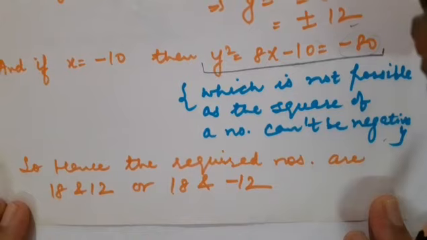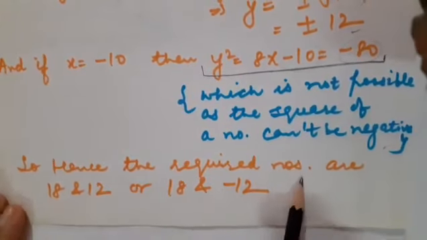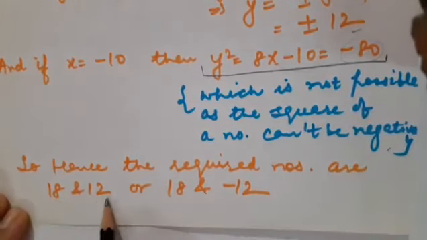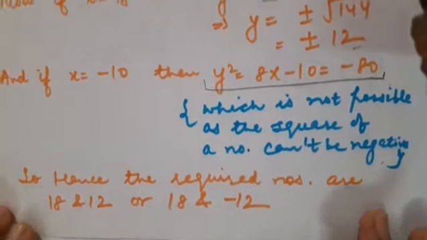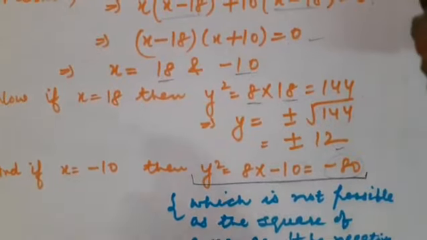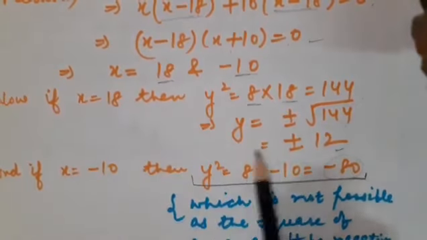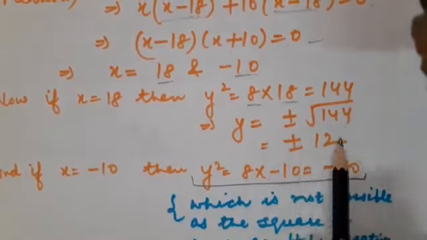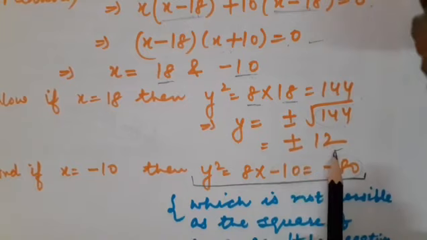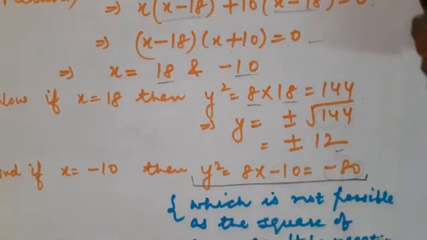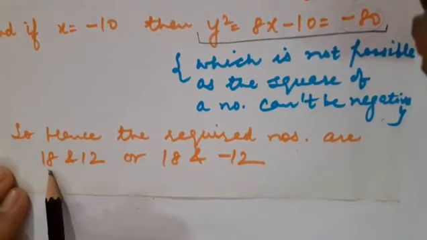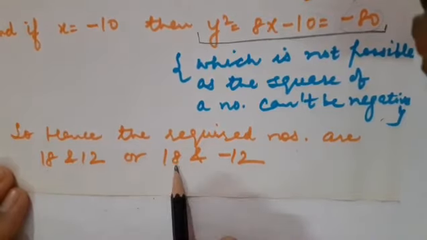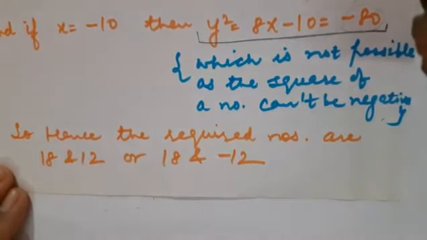So what are the required numbers? Hence the required numbers are 18 and 12 or 18 and minus 12. Why? Because when I put x is equal to 18, then I get two values of y. Either I can take plus 12 or I can take minus 12. Correct, children? So the required numbers are 18 and 12 or 18 and minus 12.